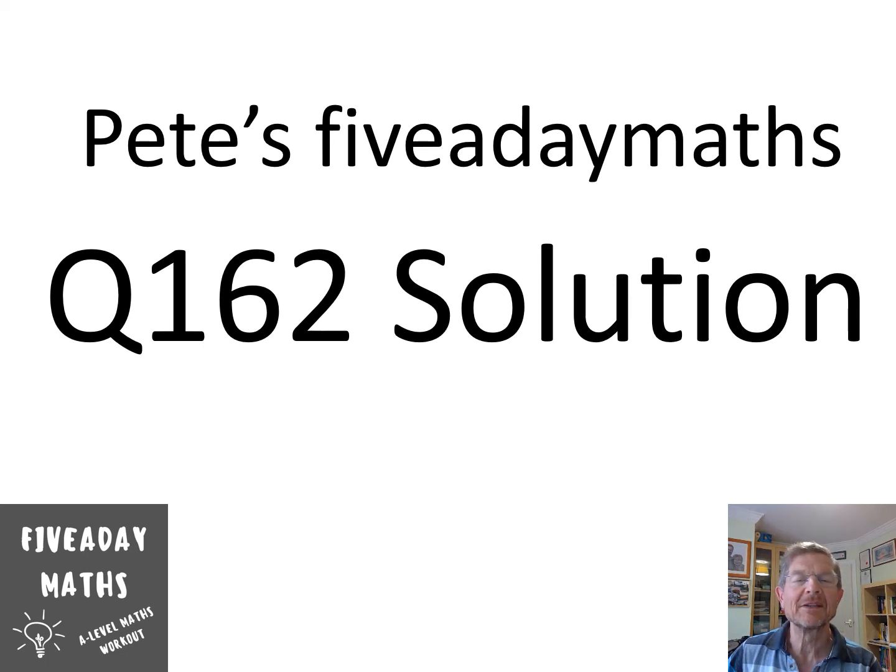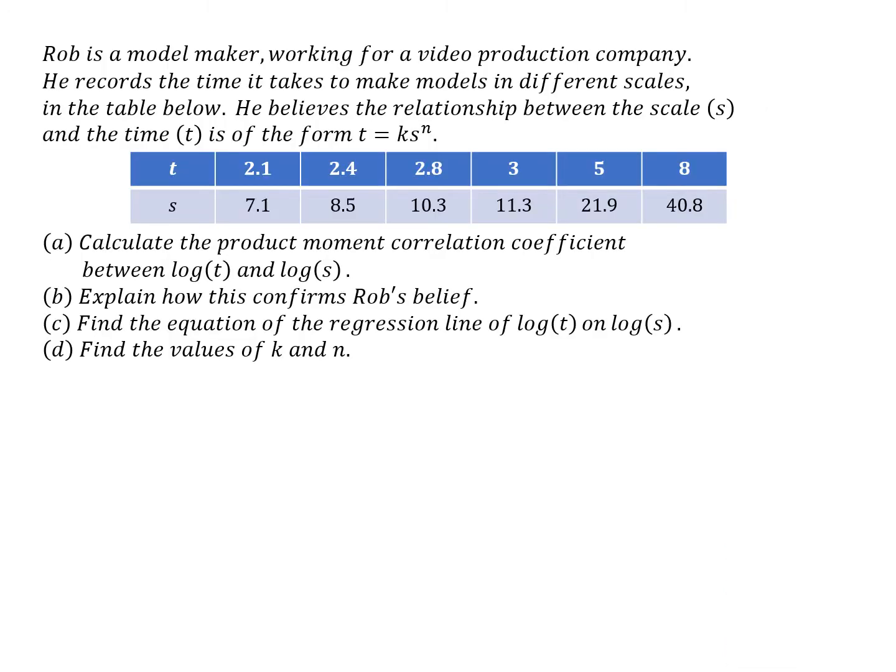So here we are, we're making some models now, some physical models rather than mathematical models, although we are actually making a mathematical model as well. Let's see if we can help Rob to analyze the scale and the time taken. So the question, without any explanation to start with, asks us to calculate the product moment correlation coefficient between log t and log s. So we better start calculating the values of log t and log s.